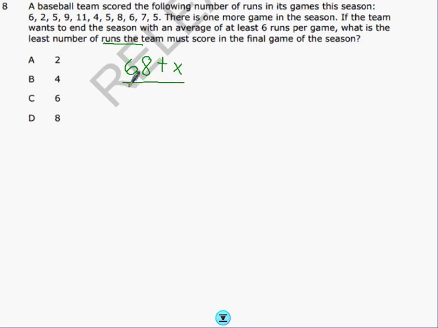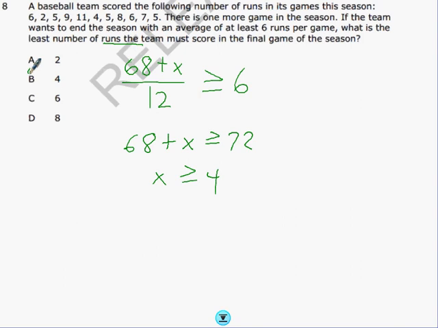And to get the average, we're going to divide this by the number of games. Well, 3, 6, 9, 11. They played 11 games, but their final game is going to make 12. And they want at least 6 runs, so that's going to be greater than or equal to 6. We just have to solve for x. Let's multiply by 12. 68 plus x. Multiplying by 12. Subtracting 68. You have to get at least 4.